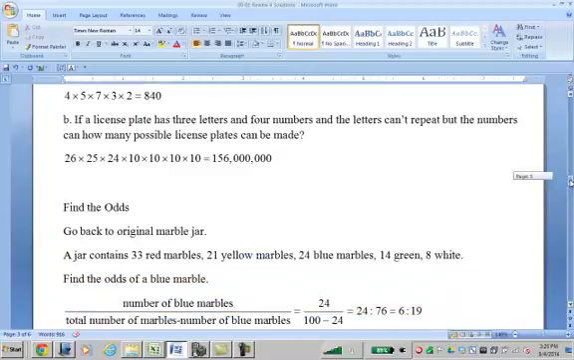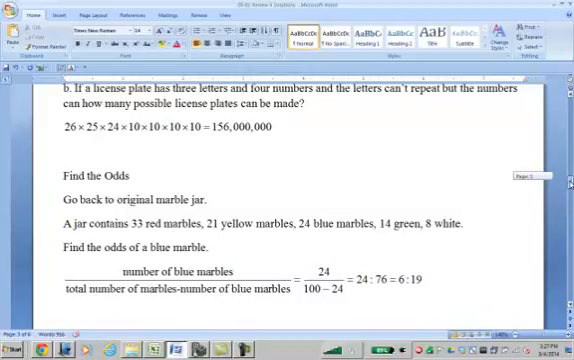Okay, odds. Now the odds is the total number of successes over the number of failures. So the odds of a blue marble are going to be the number of blue marbles over the total number of marbles minus the number of blue marbles. So that's 24 over 100 minus 24, or 24 to 76, or 6 to 19 reduced.